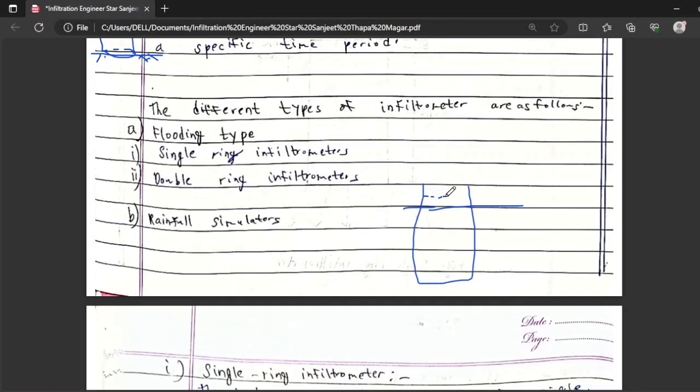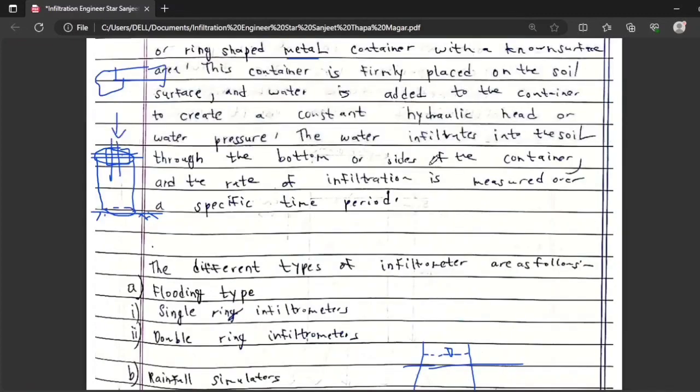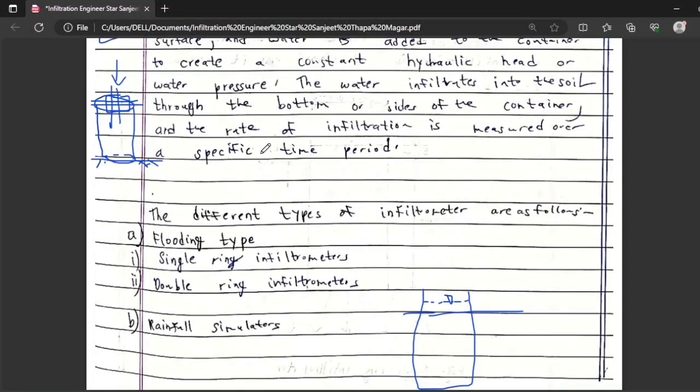After it penetrates the soil, we fill the water and let it infiltrate. The water infiltrates into the soil through the bottom or side of a container at the rate of infiltration, and the rate of infiltration is measured over a specific time.